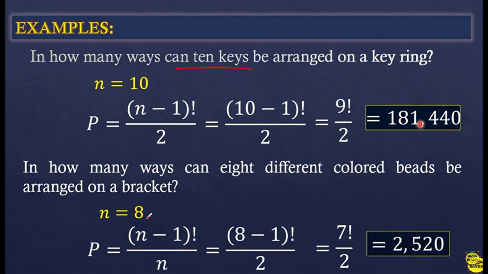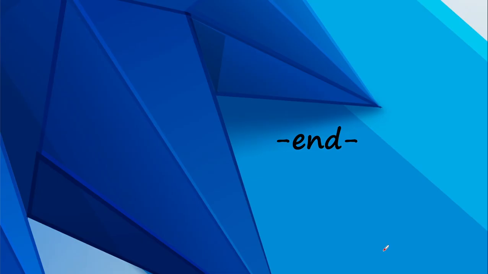Okay, next example. In how many ways can 8 different colored beads be arranged on a bracket? So we have n is equal to 8. And since it's still a key ring gihapon, kay ingon diri bracket, we have n minus 1 factorial over 2. That is equal to 8 minus 1 factorial over 2. So we have 7 factorial over 2, and our answer is 2,520. And that ends our discussion for this.